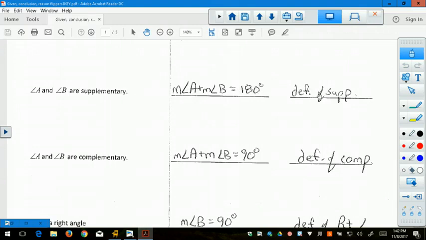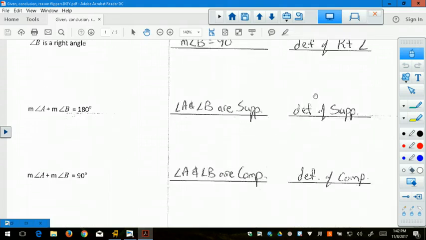This definition also works in reverse. So if you come down here, we see angles A and B are added to 180 degrees. We can make a conclusion about angles A and B. We can say that they are supplementary, again, by the definition of supplementary. So definitions actually work both ways. You can be given either this information or this information and conclude the other one using the definition.